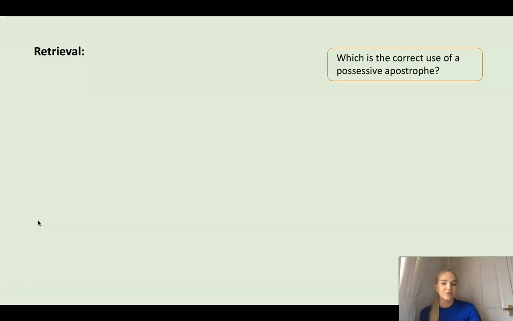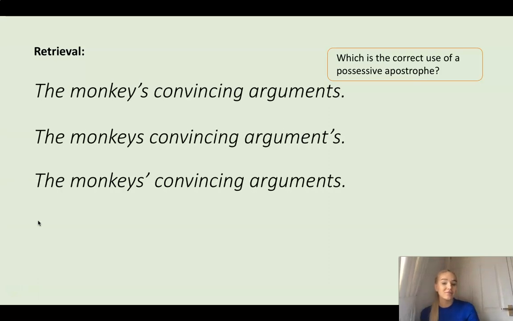But first of all, you do have some retrieval, and as always, we are really trying to focus on knowing the possessive apostrophe and really understanding when to use it and how to use it correctly. One of these sentences is correct. Two of them are incorrect, just as we've done for all of this week so far. Our retrieval has been all about possessive apostrophes. So have a think, which one is correct, which two are incorrect. Pause the video, have a think.